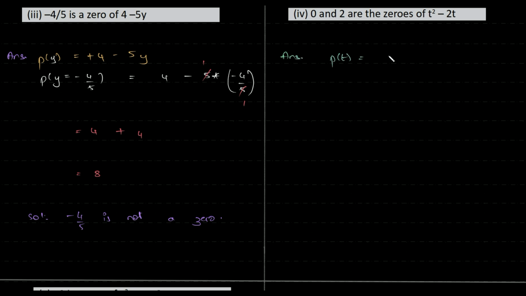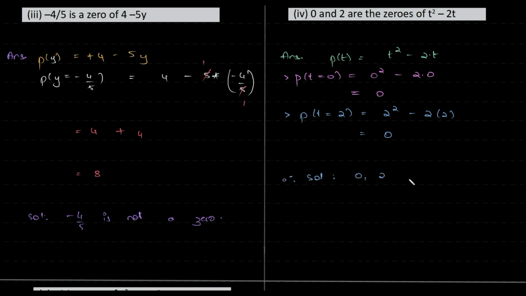So p of t is equal to t square minus 2 into t. So we have to figure out if 0 and 2 are the zeros. So all we have to do is substitute t is equal to 0. What will happen? 0 square minus 2 into 0 will be equal to 0. So the first one is verified. Let's look at the second one. P of t is equal to 2 square minus 2 into 2. So 4 minus 4, this is 0. And therefore, the solution is this: 0, 2 are the zeros of p of t.